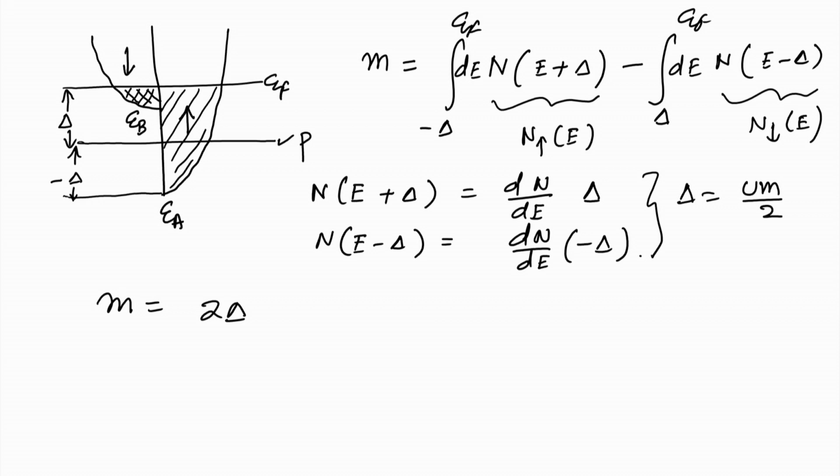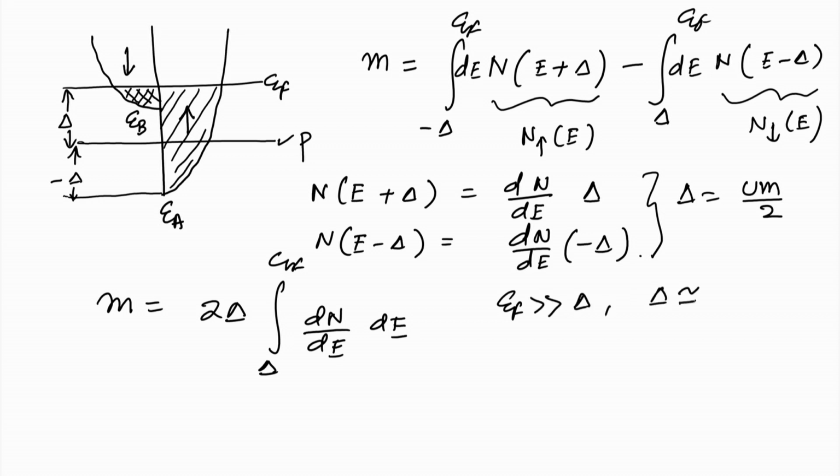So, m equal to 2 delta, and I have delta to E f d n d E, and now this delta is much smaller than epsilon f. So, we are talking about epsilon f, which are of the order of a few electron volt, where delta is very small. So, epsilon f being much greater than delta, we can approximate delta to be equal to 0. So, we can change the lower limit of the integration to 0, and then this m becomes equal to 2 delta and the density of states computed at the Fermi, which is nothing but equal to m u n epsilon f.